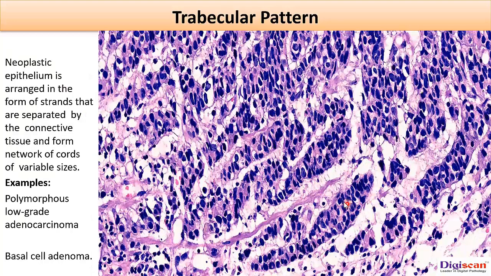This is trabecular pattern. Neoplastic epithelium is arranged in the form of strands that are separated by connective tissue and form a network of cords of variable sizes. This is called trabecular pattern. The examples are hepatocellular carcinoma, which generally presents in this pattern, and then we have polymorphous low-grade adenocarcinoma. They also have trabecular pattern, and many more tumors. As we go through the tumors, we will come to know that they are arranged in trabecular pattern.